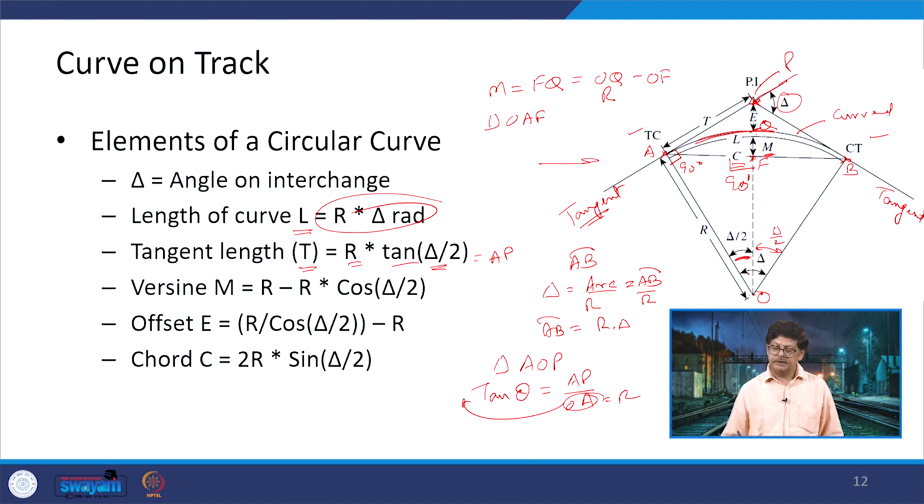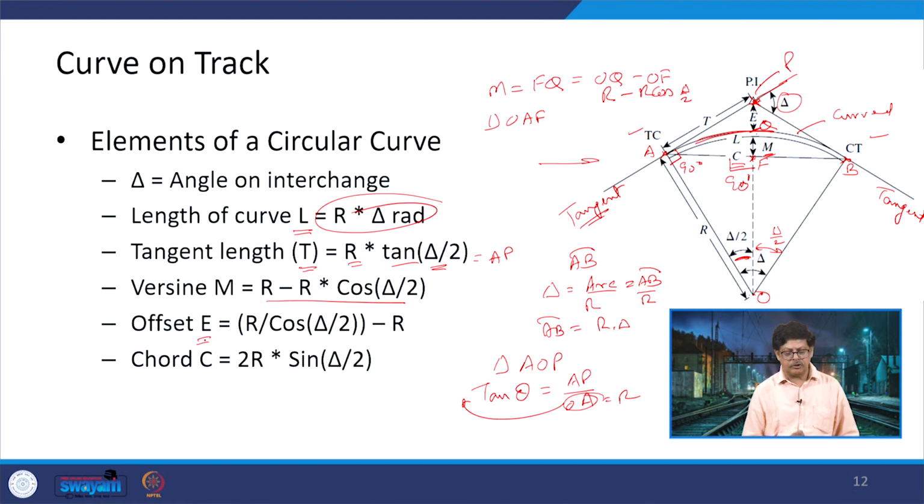What we can find out is that R cos delta by 2 is OF. So, this OF is R cos delta by 2. So, R minus R cos delta by 2 is the value. That means you need not remember all these values; you understand the geometry, and on the basis of geometry you can always get the formula and use it.